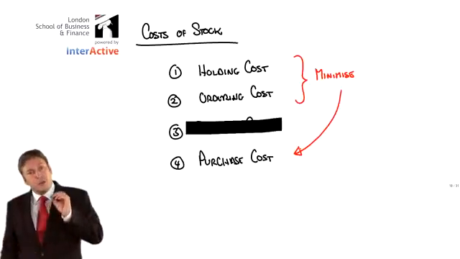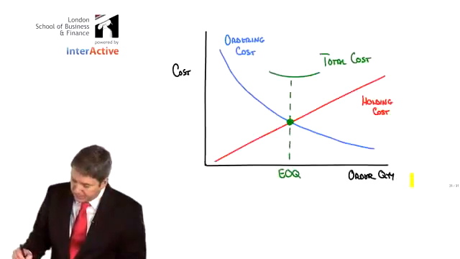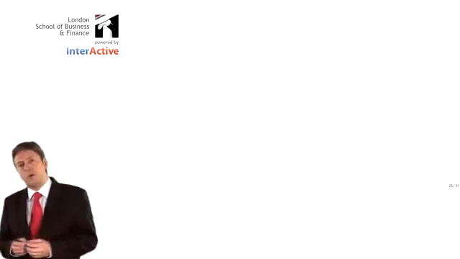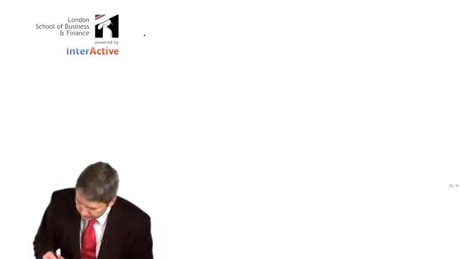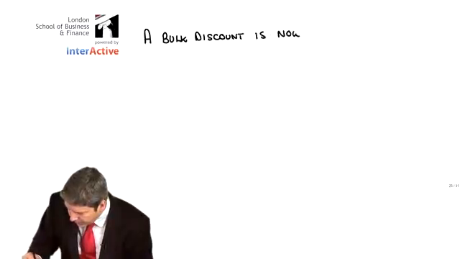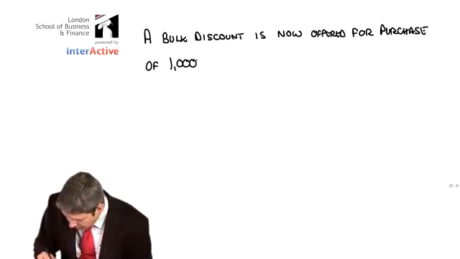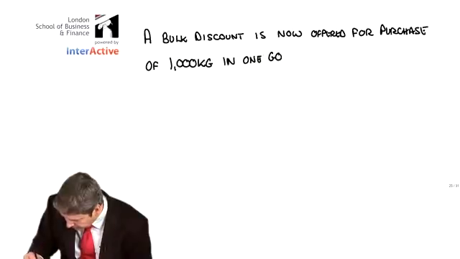As such, whenever we see a situation where there's a bulk or trade discount, we have to do this sort of analysis. Well, okay, let's put together some sort of Mickey Mouse example that allows us to develop on what we already know. A bulk discount is now offered for purchase of 1,000 kilos in one go.